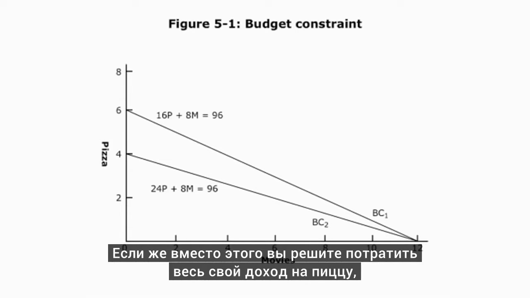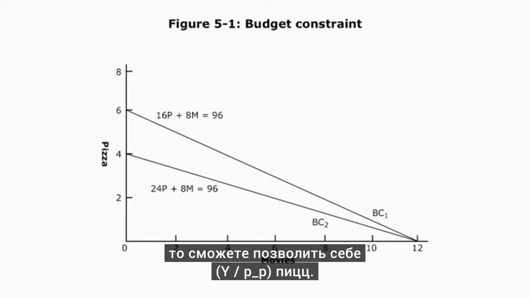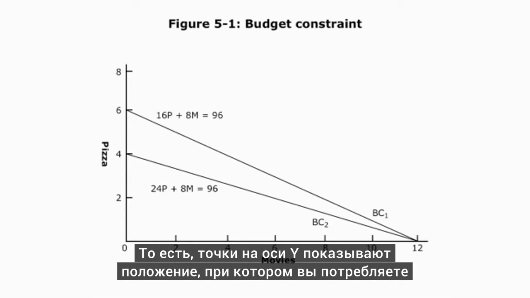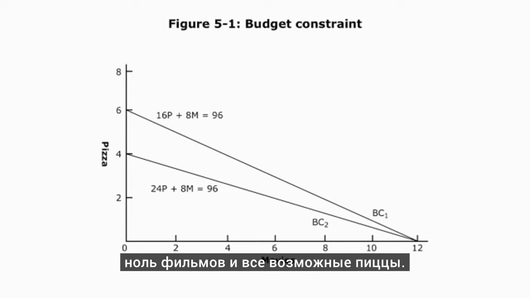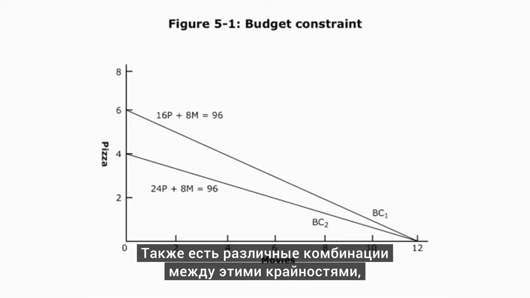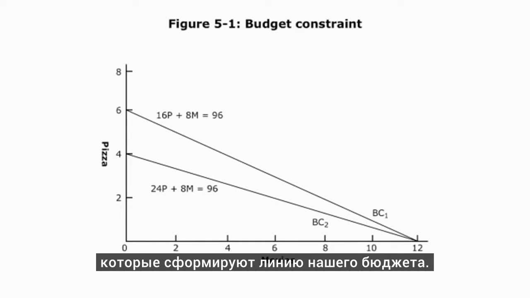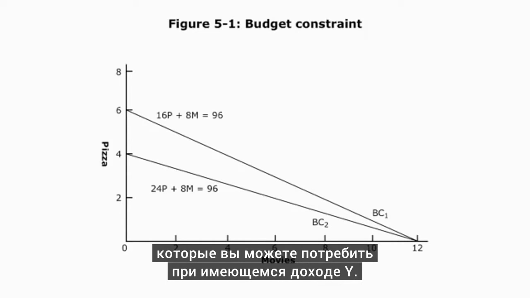If instead you decide to devote all your income to pizza, then you could have Y over P sub P pizzas. Okay, so the y-axis is going to be the point where you consume 0 movies and all pizza. It's going to be where you devote your entire budget to pizzas. And then there'll be some combination in between, which is our budget line. Okay, which is the combinations of pizzas and movies you can consume given your total income Y.